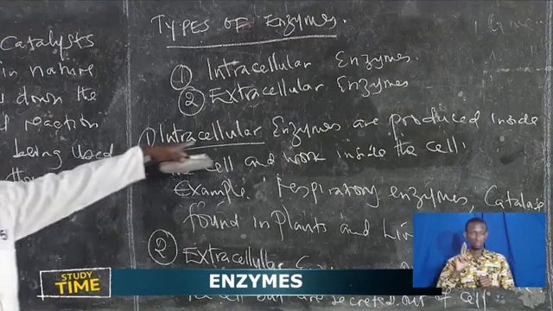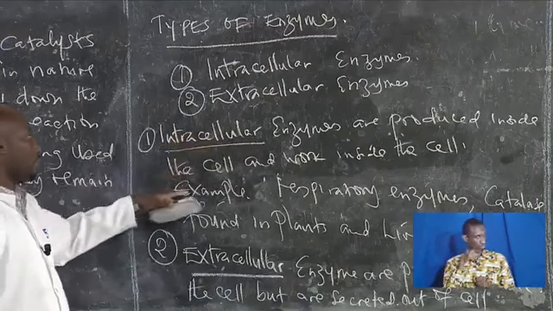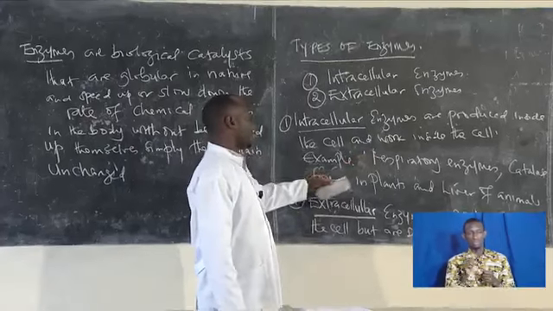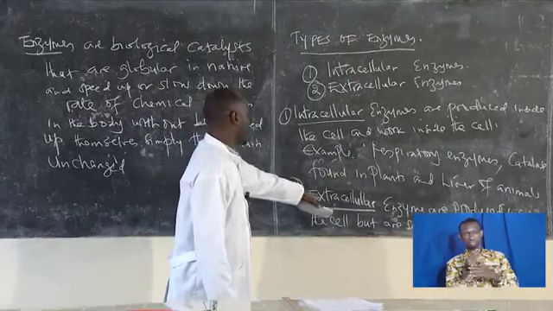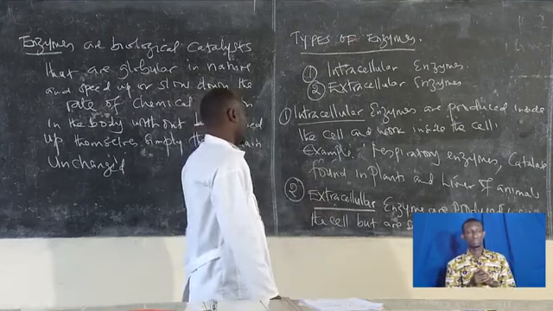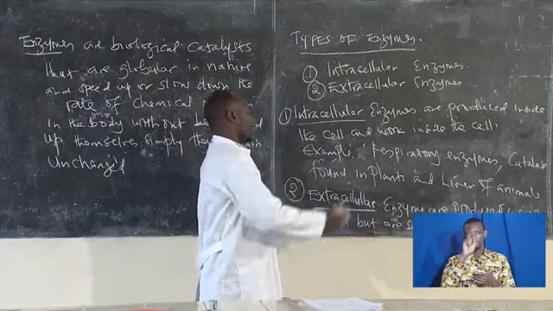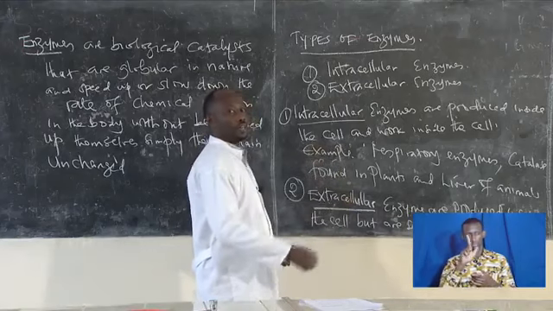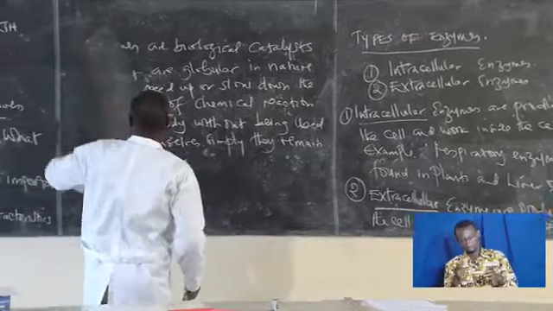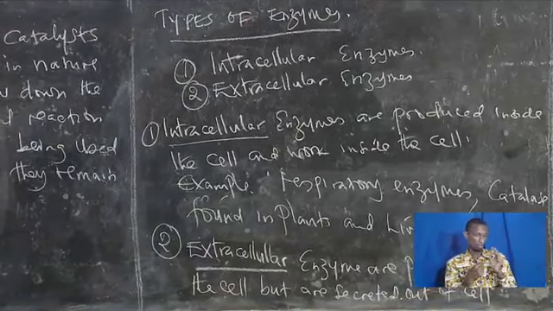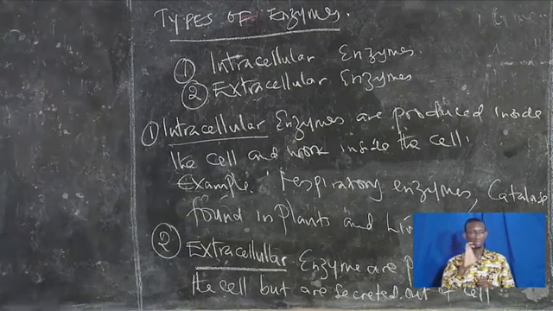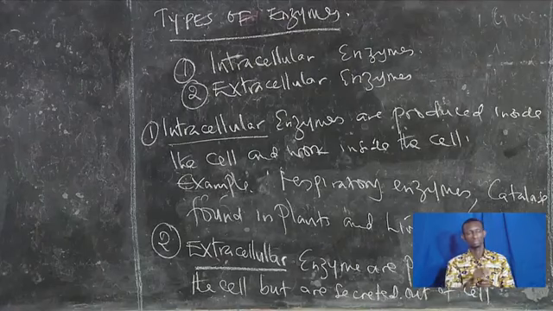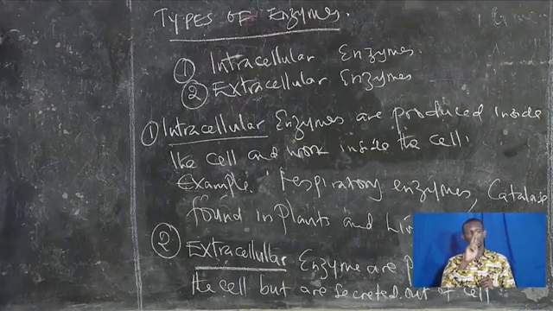You say they are produced inside, and they work inside. Example, I talked about respiratory enzymes. I talked about catalase in plants, and even in the liver. All right? So then extracellular enzymes, they are produced inside the cell, but they are secreted outside of the cell to perform their function. All right, let us have the examples of extracellular enzymes.